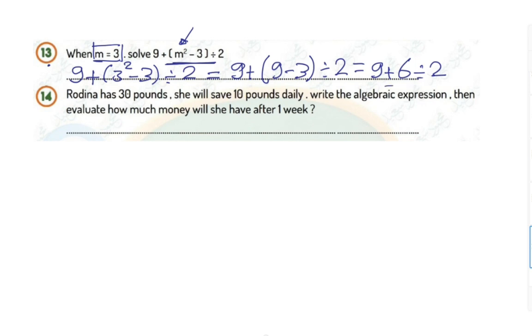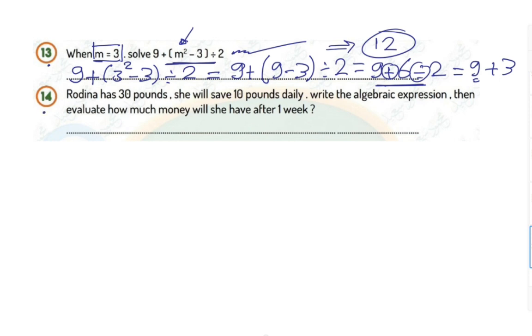Now I have two operations, plus and divide. Start with what? Of course the division. 6 divided by 2, yes, that's 3, because 3 by 2 equals 6. So I have 9 plus 3. 9 plus 3 equals what? Equals 12. So the value of this expression is 12.